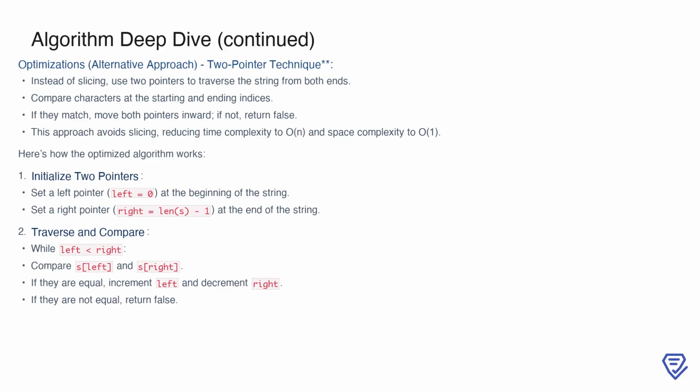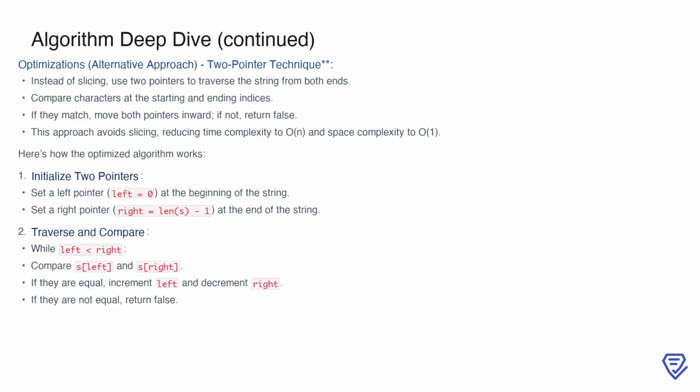Here, we use two pointers, one at the start of the string and the other at the end. By comparing the characters at these pointers, we can determine whether to move inward or terminate early. If the characters match, we increment the left pointer and decrement the right pointer, effectively narrowing the range of comparison. If the characters do not match, we can immediately return false, as the string cannot be a palindrome.